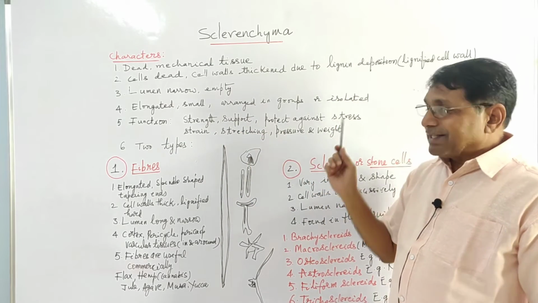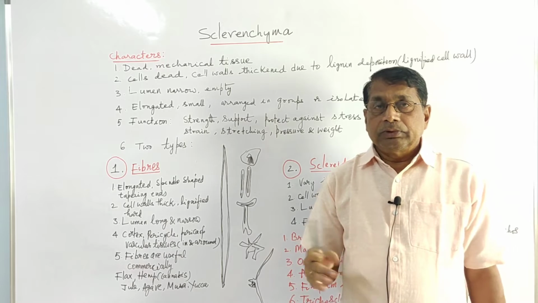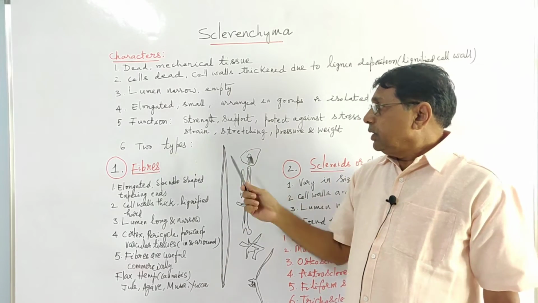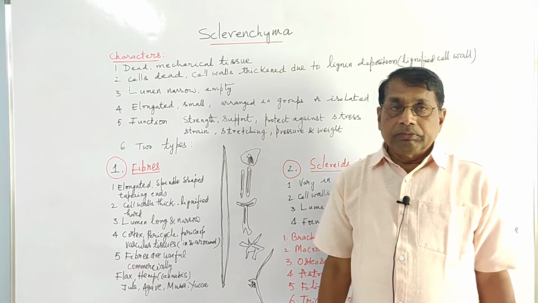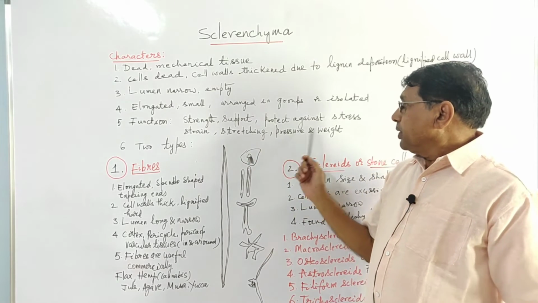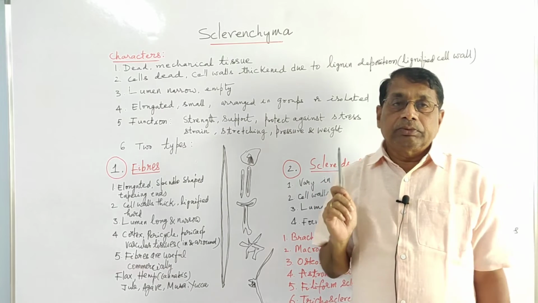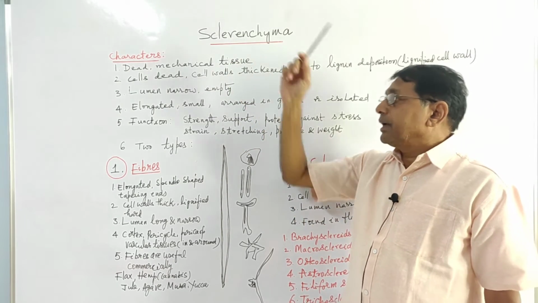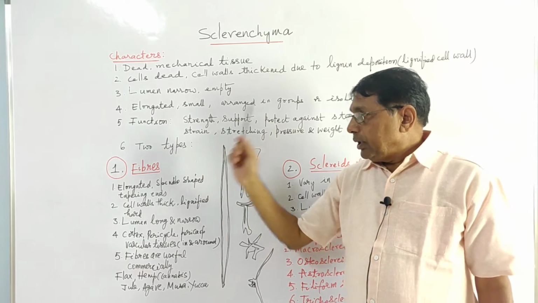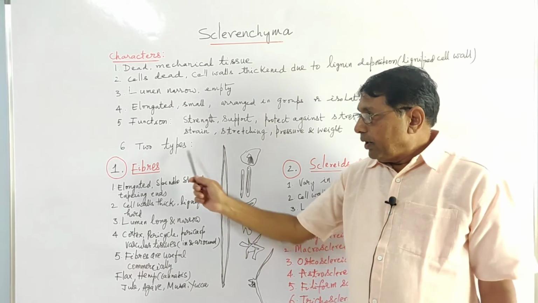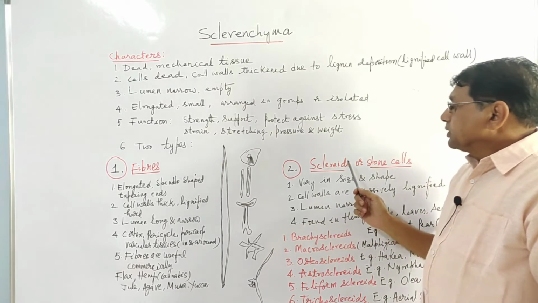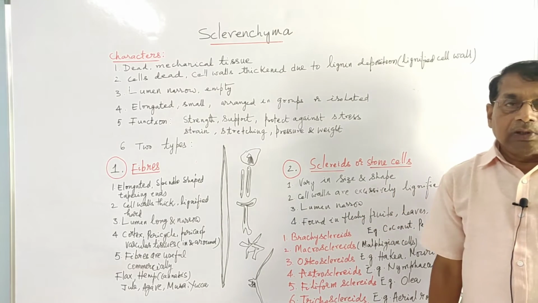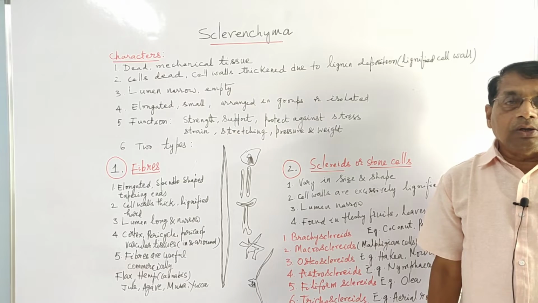Protection against stress. Suppose wind, rain, or animals or anything. Strain, stretching. Then pressure and weight. Against all these, sclerenchyma protects. Two types: fibers, and sclerids or stone cells.